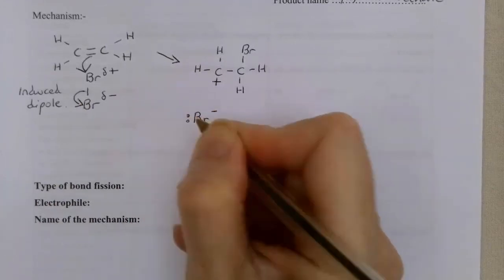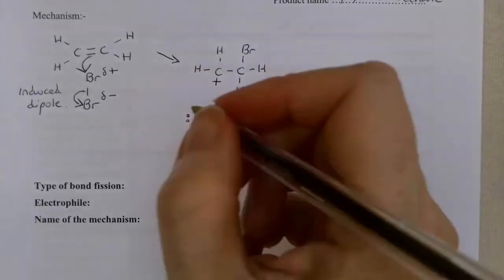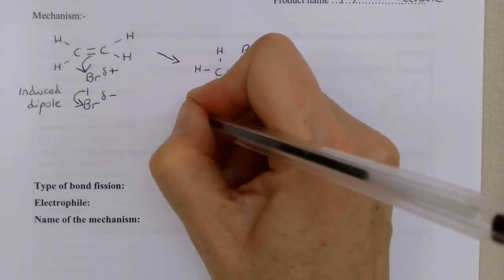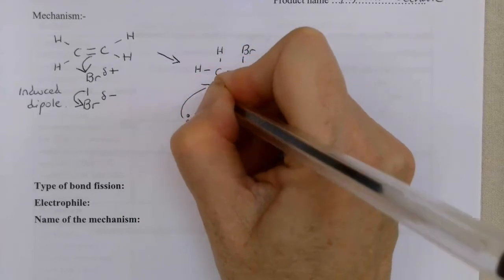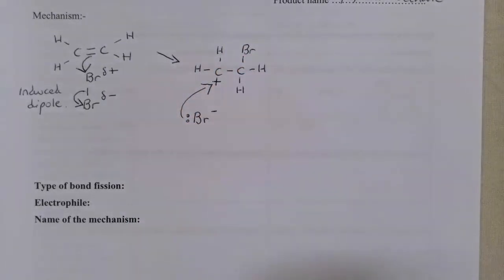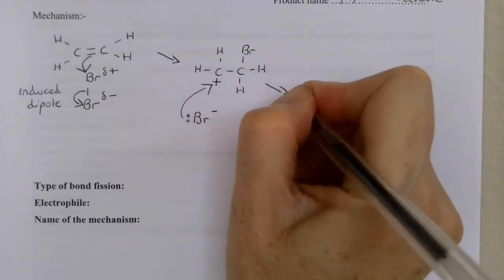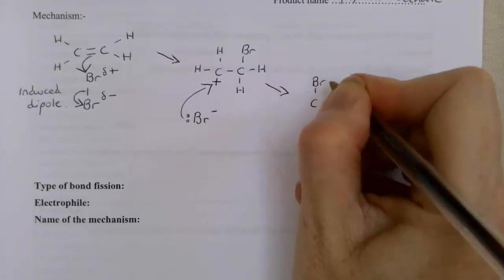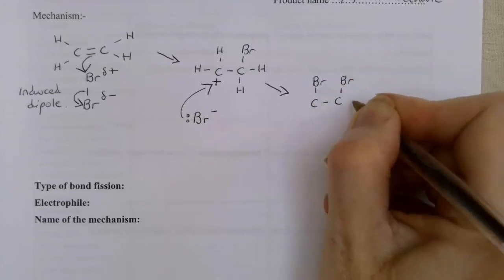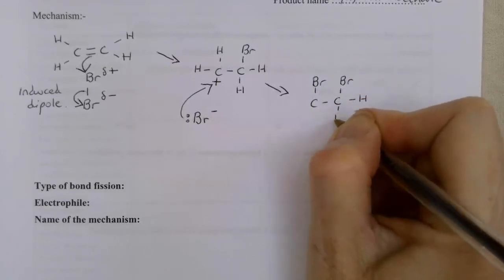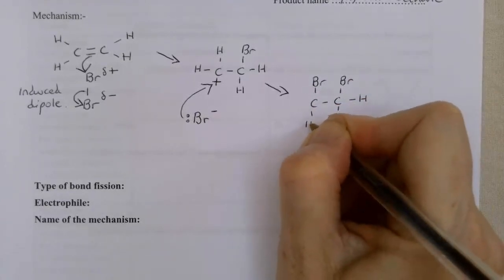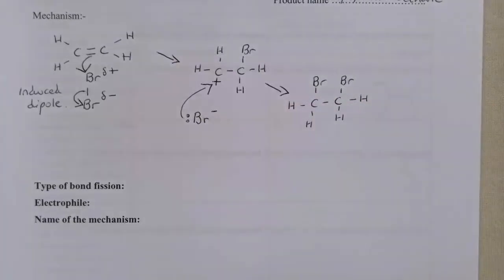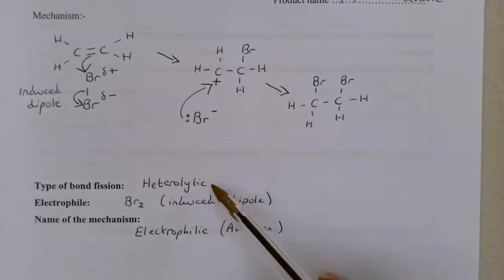Again, notice I'm drawing in that lone pair of electrons because I'm going to pick the electrons up from the lone pair and put them onto that carbon. And again, I get my product, 1,2-dibromoethane. My hydrogen's on as well. So again, the type of bond fission that's going on is heterolytic because I'm forming these ions.